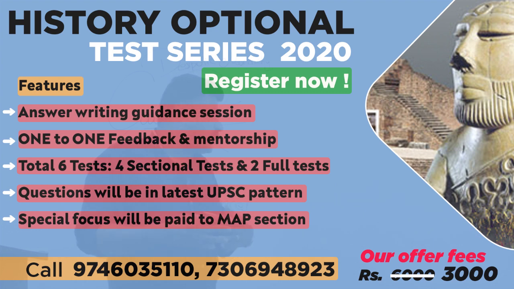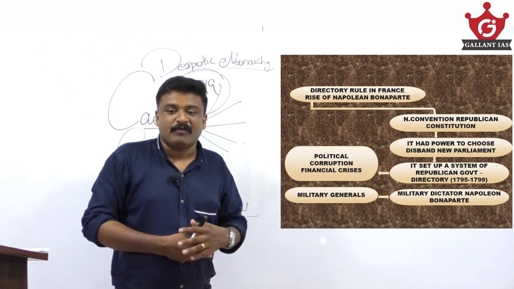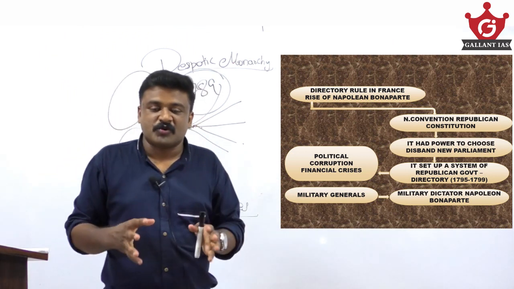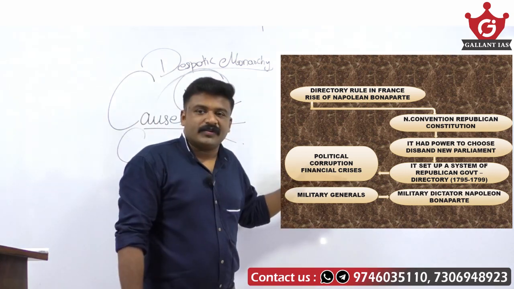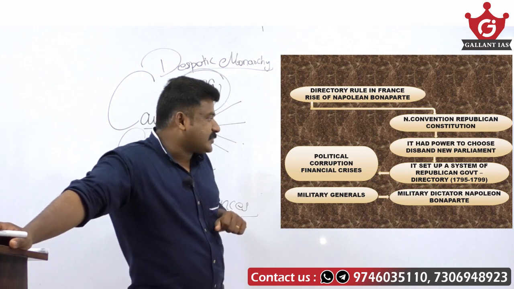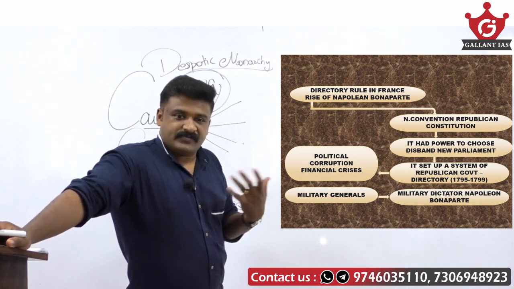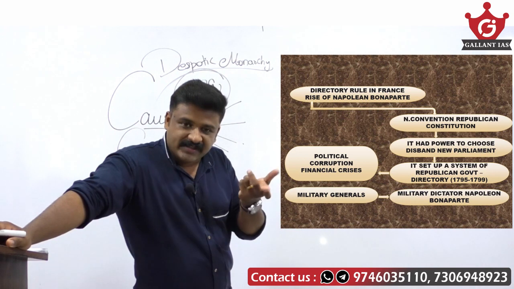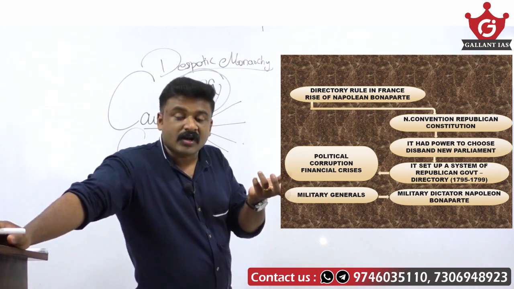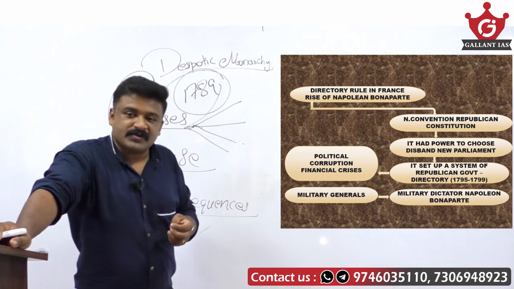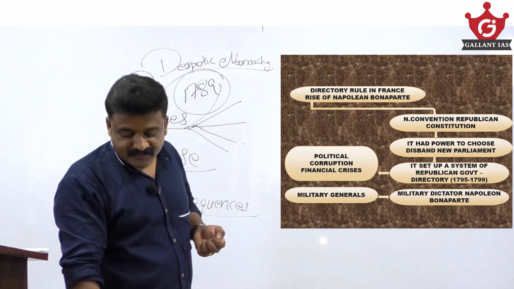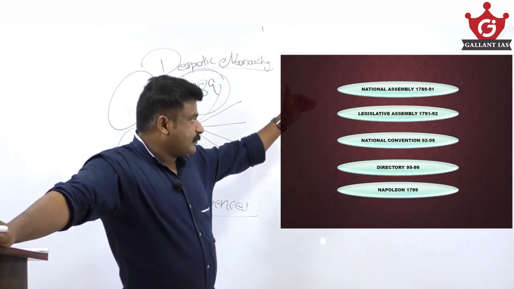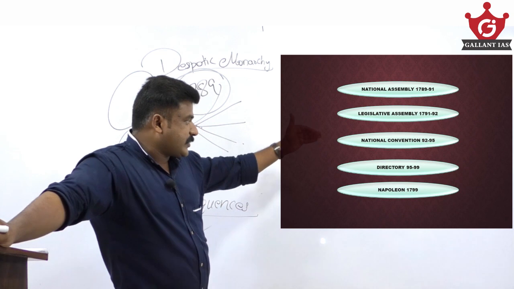When the Directory failed, it was the beginning of the age of Napoleon Bonaparte. Power shifted to military governorship. Napoleon Bonaparte rose to the occasion. When there were political issues during the Directory rule, power shifted to a military general, a military dictator, Napoleon Bonaparte, coming to power. This is the order you follow: National Assembly, Legislative Assembly, National Convention, Directory, and Napoleon.